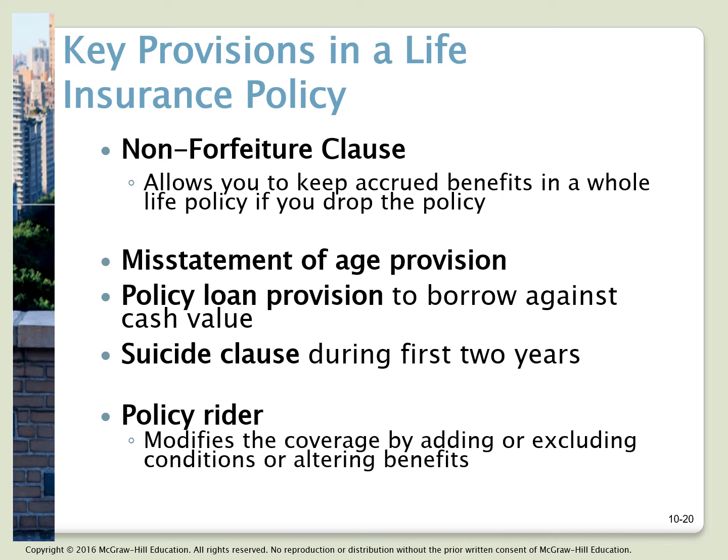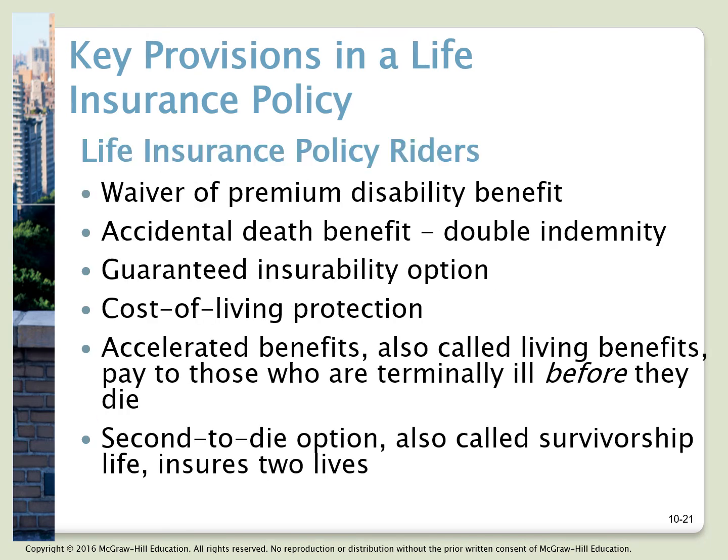Policy riders modify the coverage by adding or excluding conditions or altering those benefits. Policy riders themselves: waiver of premium disability benefit, accidental death benefit, double indemnity. In the event of an accidental death, your policy pays out double indemnity. Guaranteed insurability option, cost of living protection, aka inflation premium. Accelerated benefits, also called living benefits, paid to those who are terminally ill before they die, so that you can get that earlier.